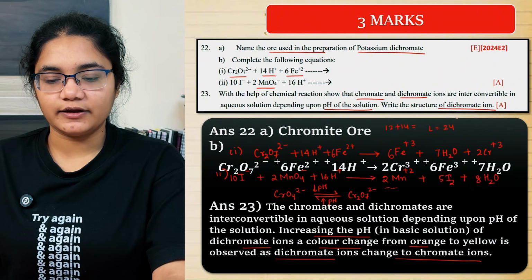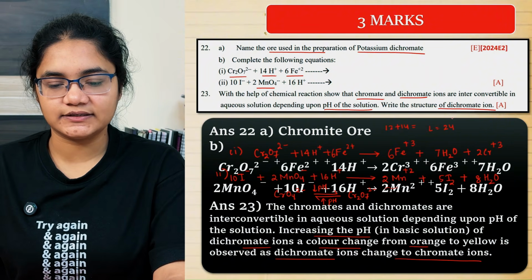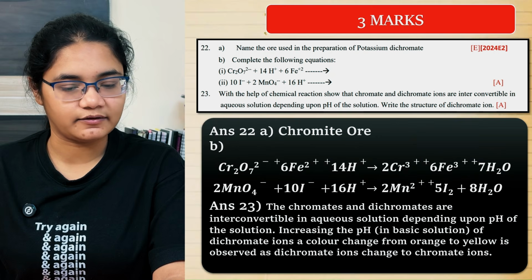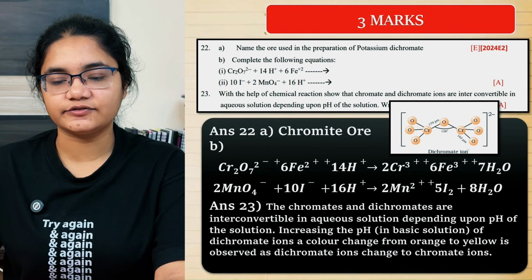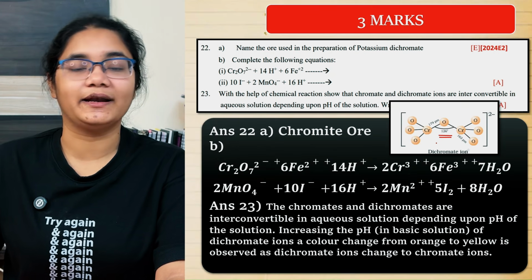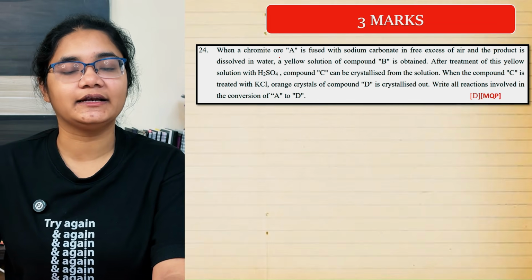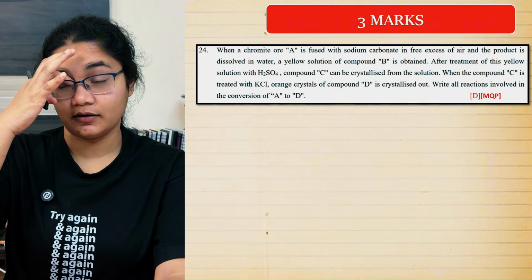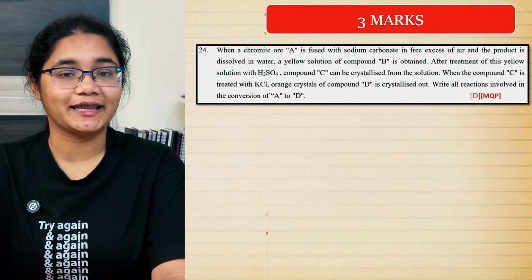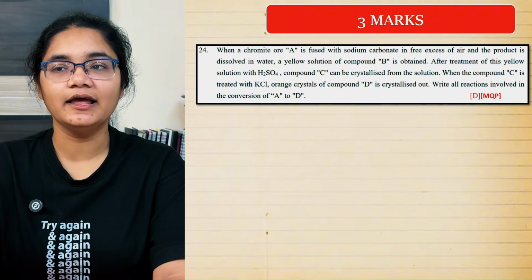Next, write the structure of dichromate ion. I'll clear all this so that we have a bit of space. So you can see this is the structure of dichromate ion. The angle is 126 degrees. Now coming to the 24th question. This is slightly the same as the question on the preparation of dichromate, but it is given in a slightly tricky way.